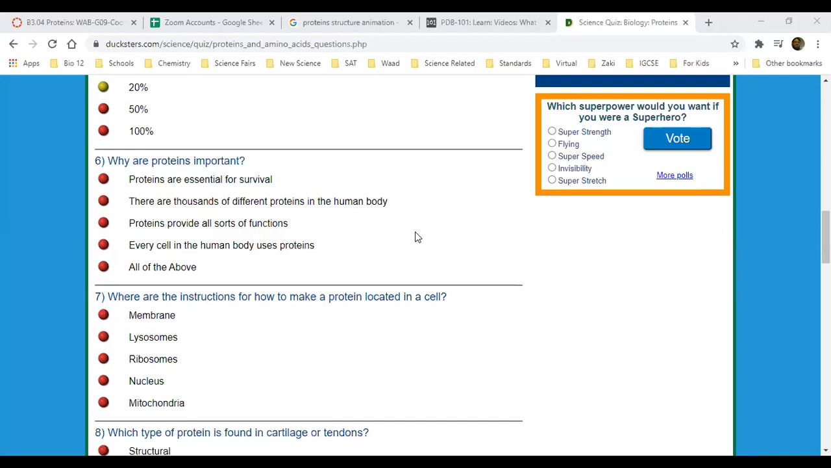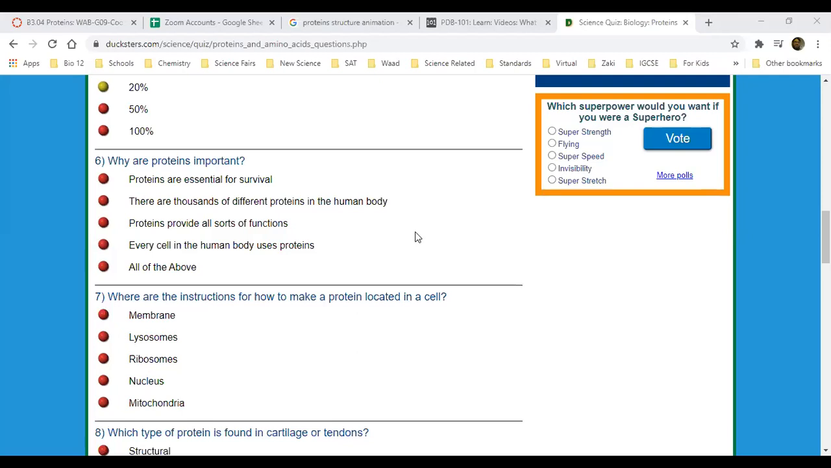Proteins are essential for survival. There are thousands of different proteins in the human body. Proteins provide all sorts of functions. Like in food, you have proteins that help you move, that help you go throughout the day. Every cell in the human body uses protein. All of the above. The last one.